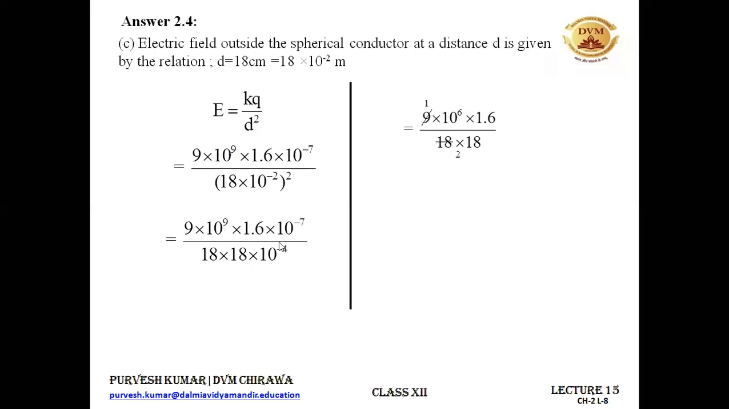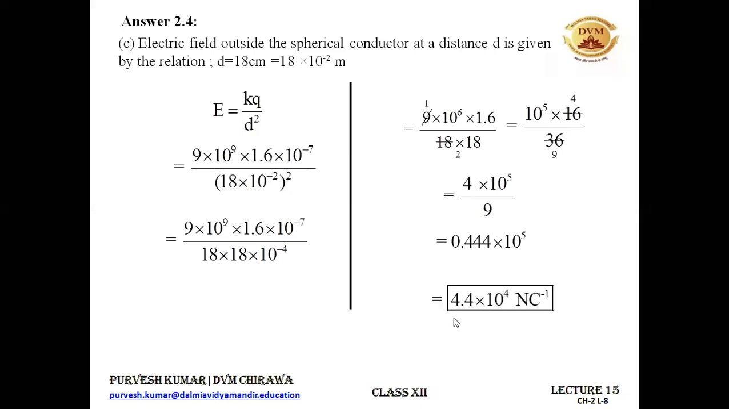And after solving the powers of 10, it is 10 to the power 6 multiplied by 1.6 divided by 2 multiplied by 18. All right. When you solve it out, you will be left with 4 upon 9 into 10 to the power 5. All right. When you solve this one, it will be 0.44 into 10 to the power 5. And after writing it in proper scientific notation, you can write it like 4.4 into 10 to the power 4 Newton per Coulomb.